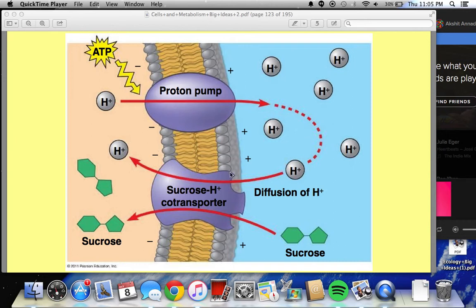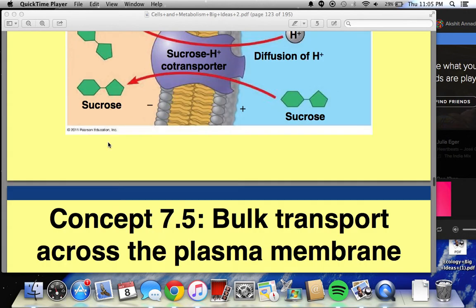So it diffuses inside, and the sucrose just tags along with the H plus, and sucrose gets to go inside too. So it has active transport to get the H plus out and sucrose to get it in. And it's called cotransport because one is going towards its electrochemical gradient and one is going against. So co means two, or working together, and the H plus and sucrose are working together for the cell's well-being.